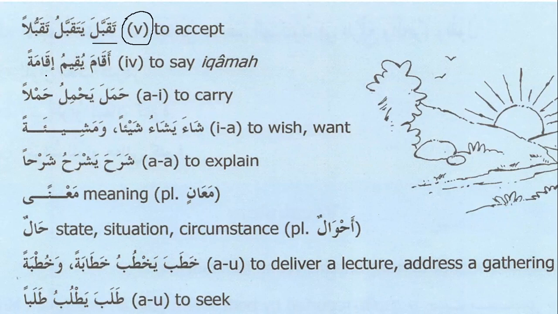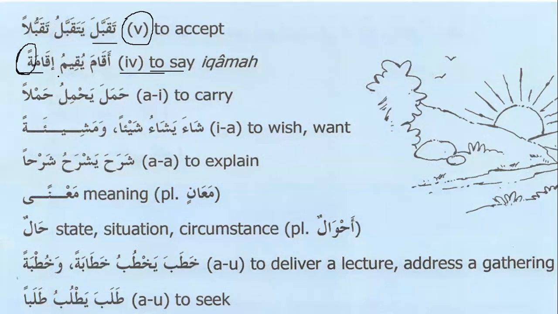Aqama yuqimu, yes, aqama yuqimu iqamatan, to establish. And this is verb from form number 4, which is aslama yuslimu islaman. Okay. Then we have, and you will also notice here that we have extra ta marbuta. So inshallah, when we discuss about the derived forms of the verb, then we will see why this ta marbuta has come, because aslama yuslimu islaman. It's not islamatan, right? But here ta marbuta has been added.